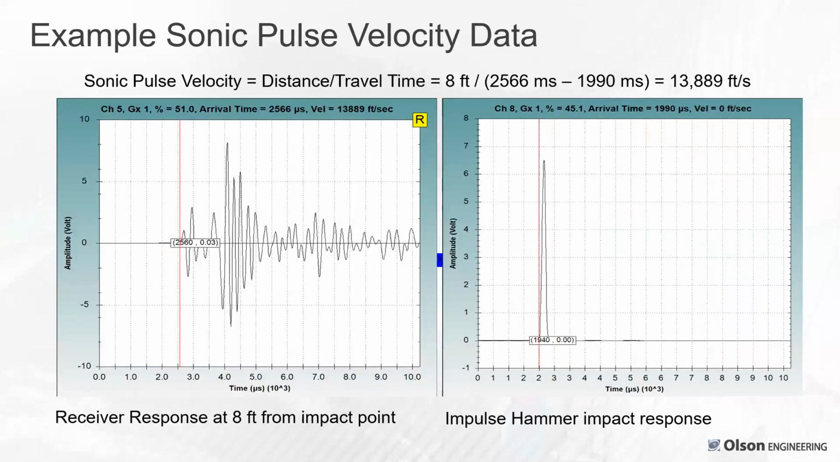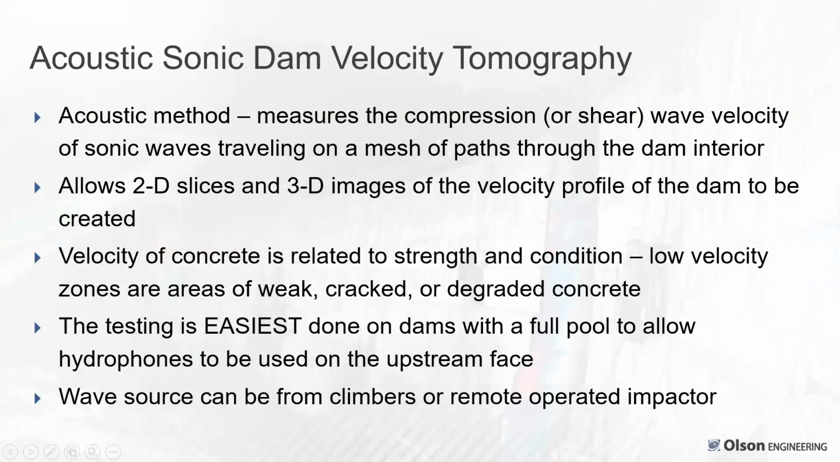So here's an example of using an instrumented hammer, which is shown on the right. This pulse is the hammer. That can be calibrated to be pounds force, but here we're interested in timing. And then you look for the arrival time. And then it's 8 feet away, in this case, from the impact point. The math says it is 13,889, or 13,900 feet per second. So that's the calculation.